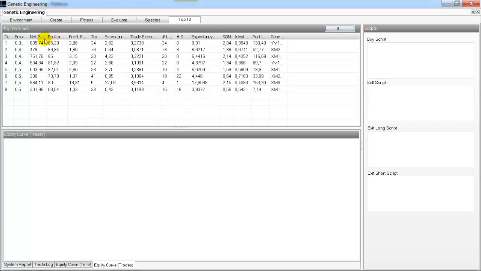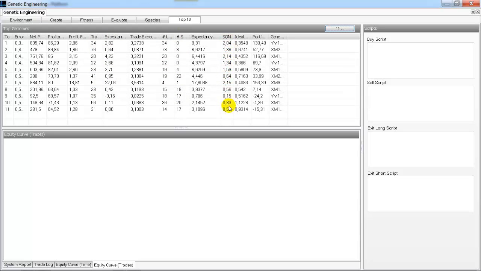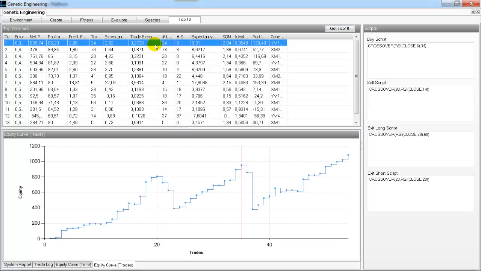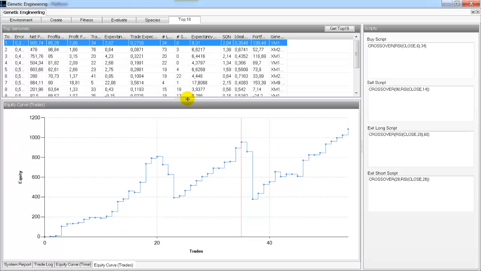So the system here gives you net profit, the profitability, the profit factor, the trades, the expectancy score, the long trades, the short trades, the system quality number, the ideal equity curve error. And then you can browse these statistics by just clicking at the line which is in your interest here. And when you click on it, you see that at the lower end you see the equity curve, so you can derive just distant data.